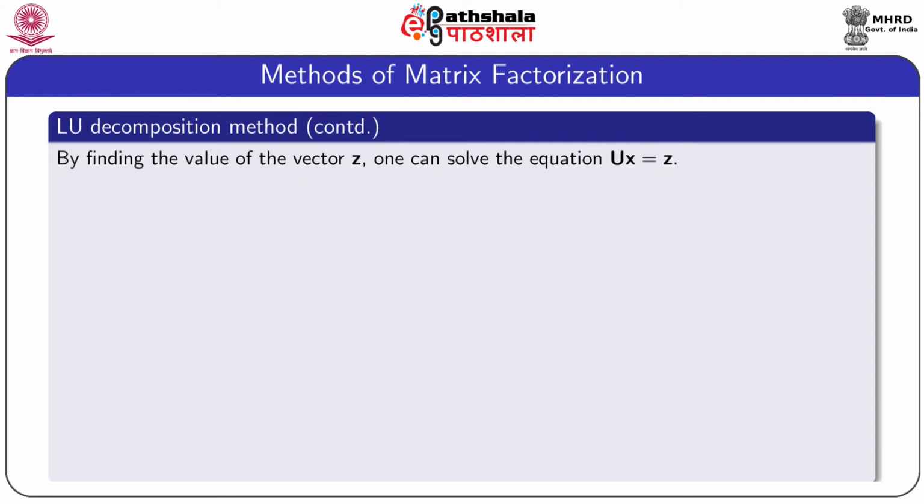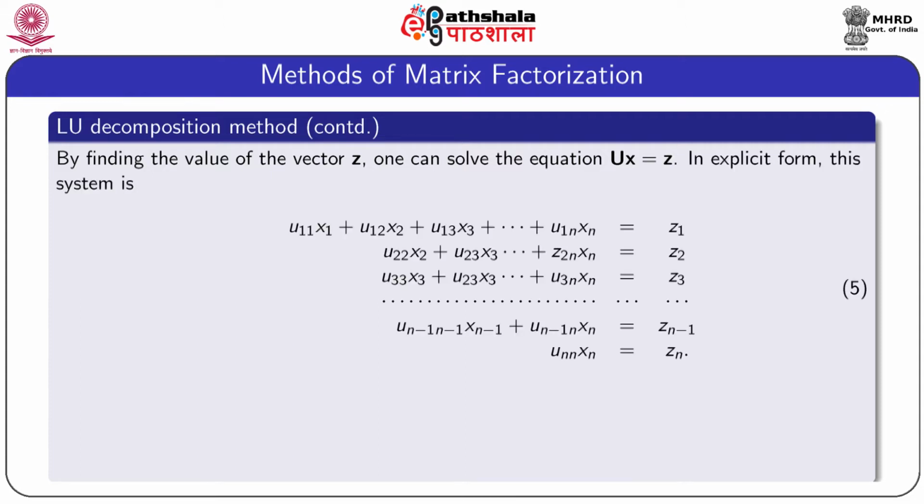So, by finding the solution vector z, we can solve the equation Ux equal to z. In this equation, the right hand vector z is known at this moment. So in explicit form, the equation Ux equal to z is shown in equation 5. Note that the first equation contains all the variables x1 to xn, the second equation contains the variables x2 to xn, the third equation contains the variables x3 to xn, and the last equation contains only one variable, that is xn.